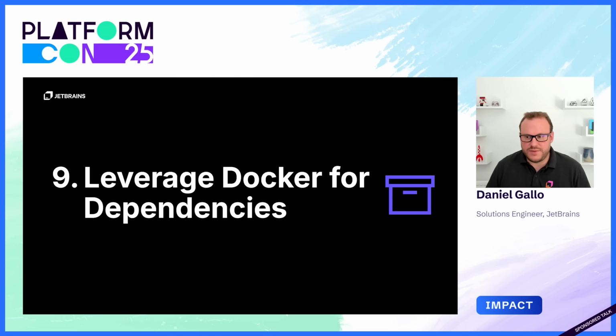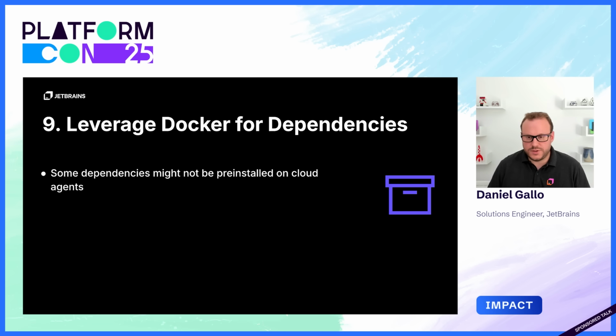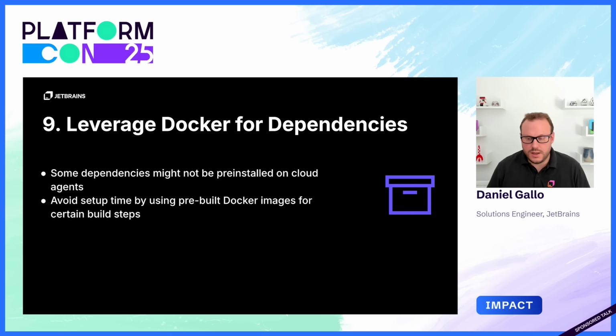Point number 9 is leveraging Docker for dependencies. Some of your dependencies might not be pre-installed on the cloud agents. Maybe there's a specific version of Node.js that you require. If it's not pre-installed, you might either have to install that as part of your job or find another way to run it. And one way to do that is making use of a Docker container.